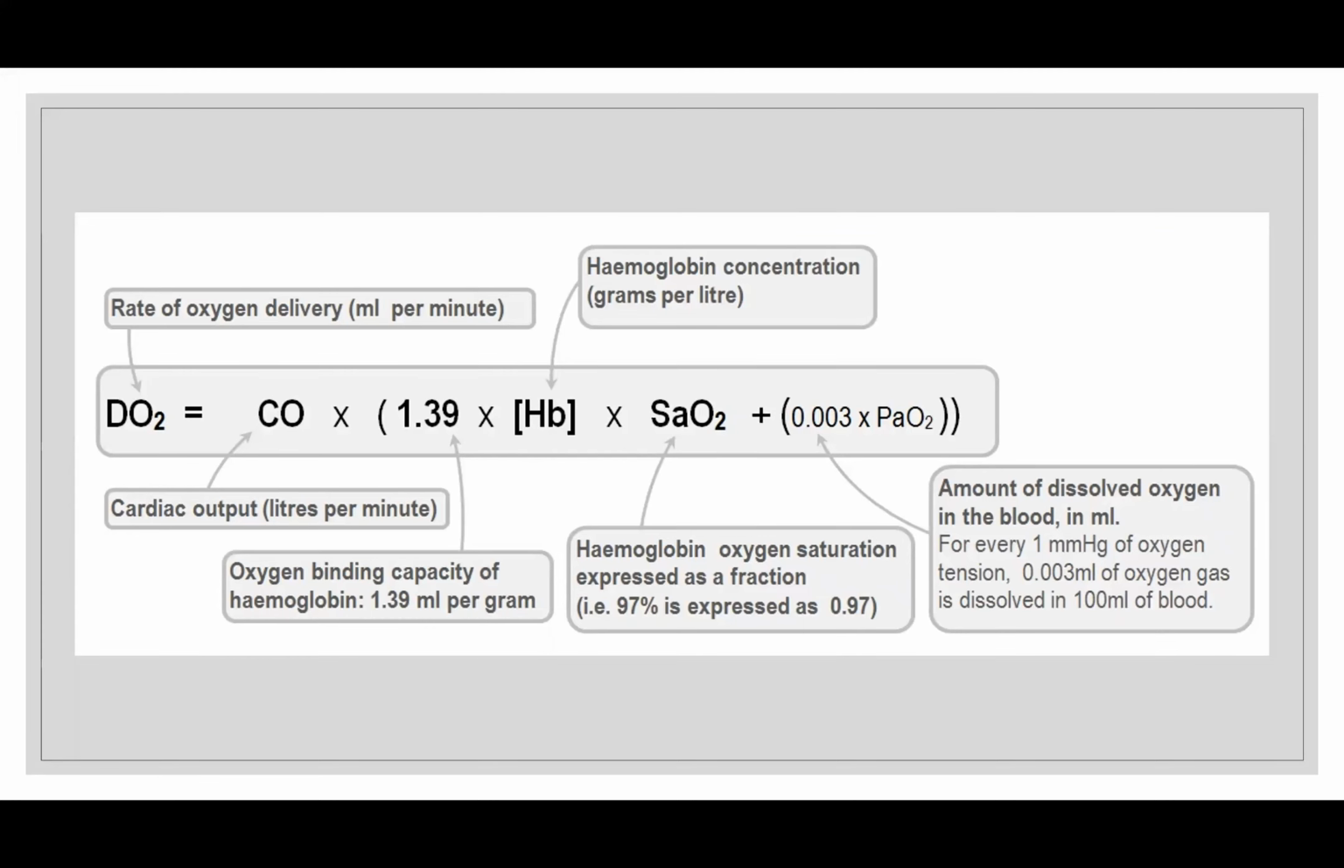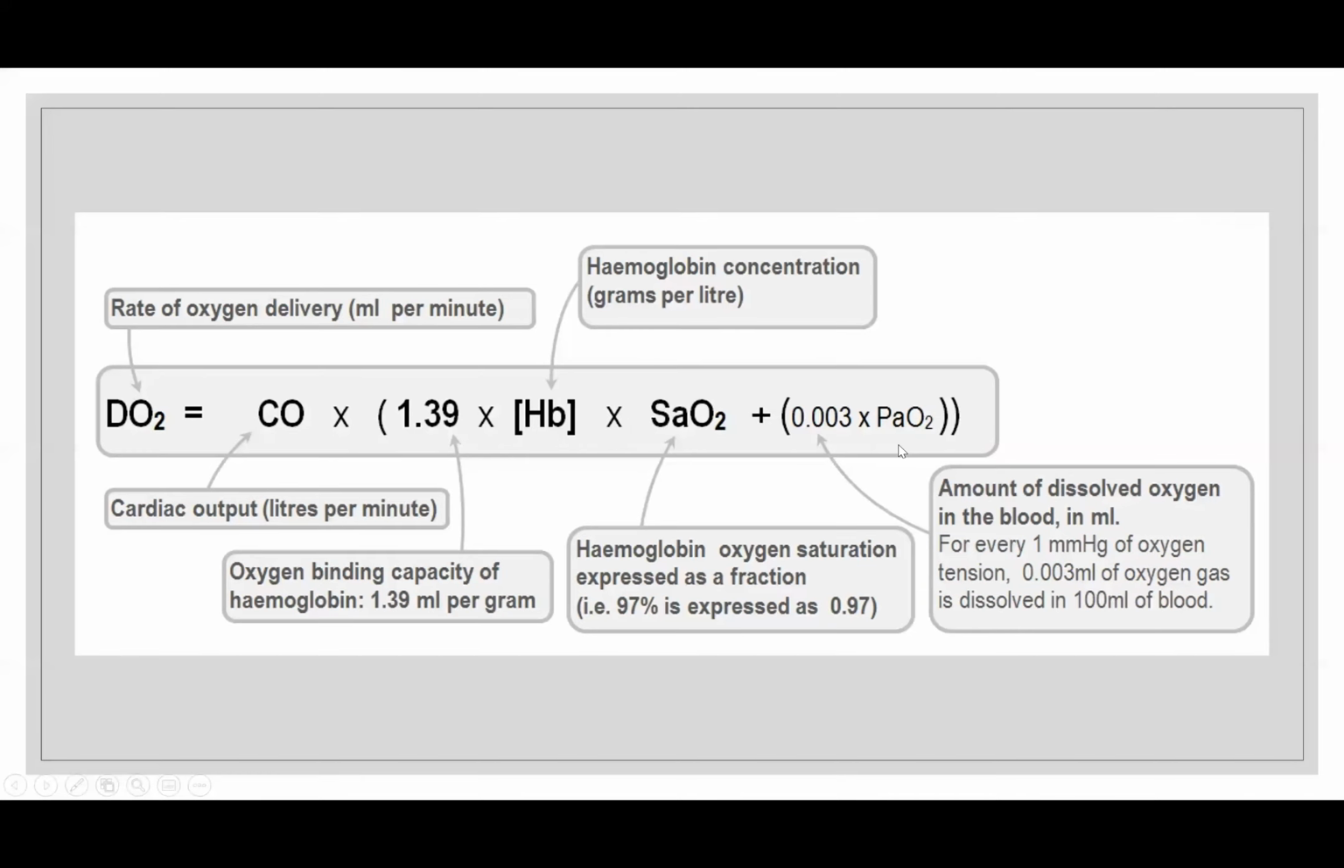This is a diagram showing the delivery of oxygen that goes to every tissue per minute. You can see here, delivery of oxygen is cardiac output times 1.39 times the hemoglobin times the SAT, plus 0.003 times the PaO2. And why I think this is significant is because it really shows you in a graphic format how unimportant PaO2 is to the oxygen content of blood and to the oxygen delivery of blood.